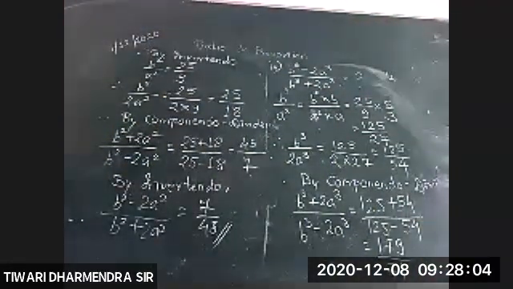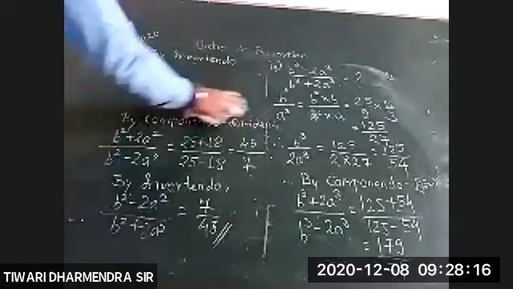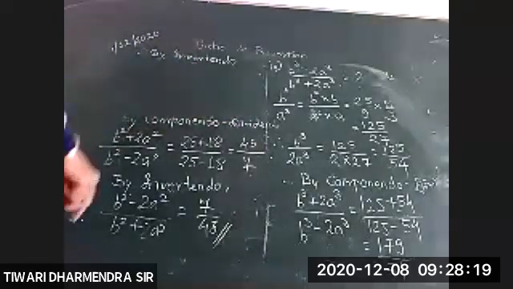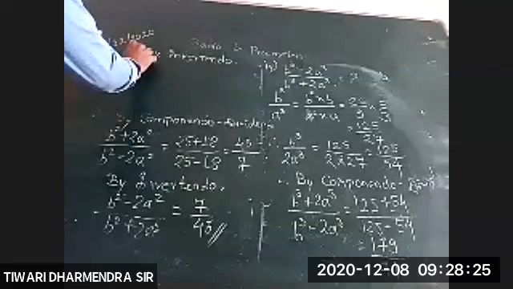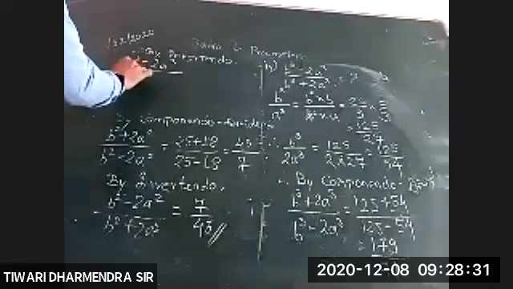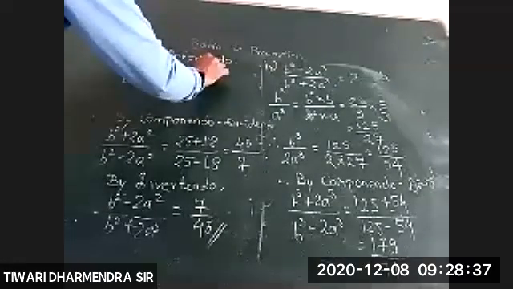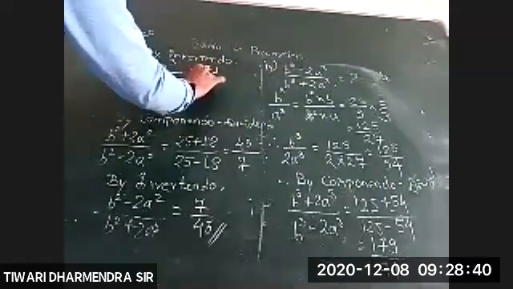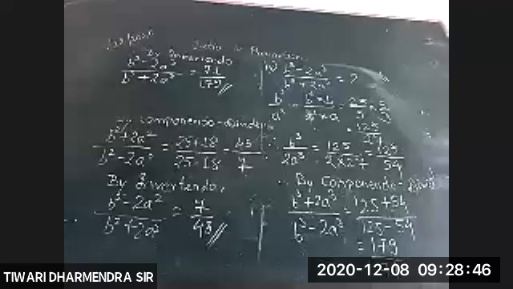Okay, but this is b cube plus 2a cube. In order to get b cube minus 2a cube in the numerator, what do we need to do? We need to invert it. So therefore, by invertendo, (b cube minus 2a cube) divided by (b cube plus 2a cube) is equal to 71 upon 179. Hope you have understood this.